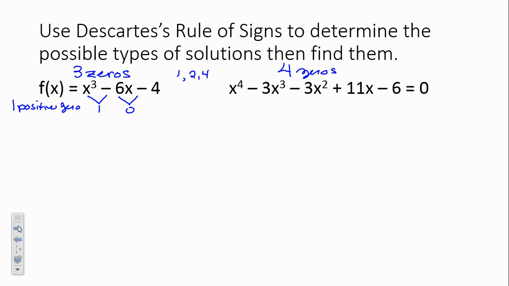Let's see about negatives. Okay? Negative zeros. If I put negative x in here, cube it, minus 6 times a negative x, minus 4, what's the net result of this? Negative 6x cubed, is it positive or negative? Negative. If I take a negative 6 times a negative 1, positive, and negative 4, is there a sign change here? Yes. Is there a sign change here? Yes. So what does that tell me? 2 negative zeros. Okay?